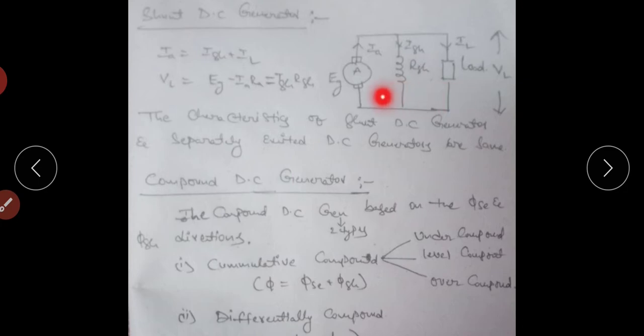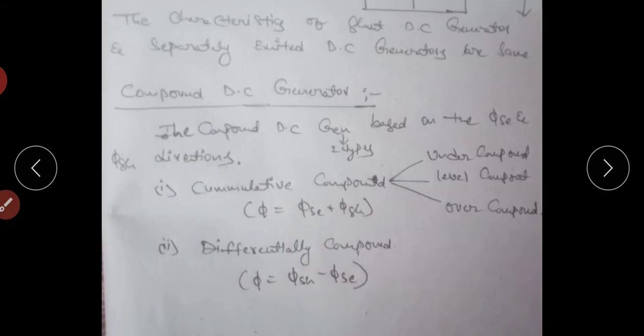Okay, this is the shunt generator circuit diagram at load condition. So the characteristics of the shunt DC generator and the separately excited DC generator are the same. Only the circuit diagrams are different. The remaining graphs and explanation are the same. Okay, we can directly draw the separately excited DC generator characteristics. So next one, compound DC generator.